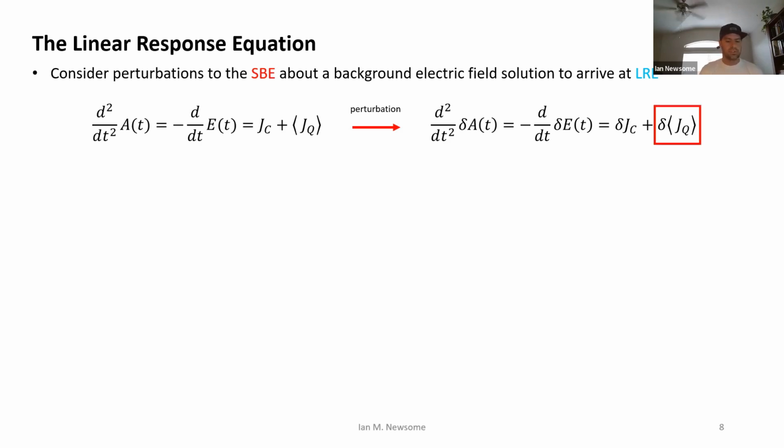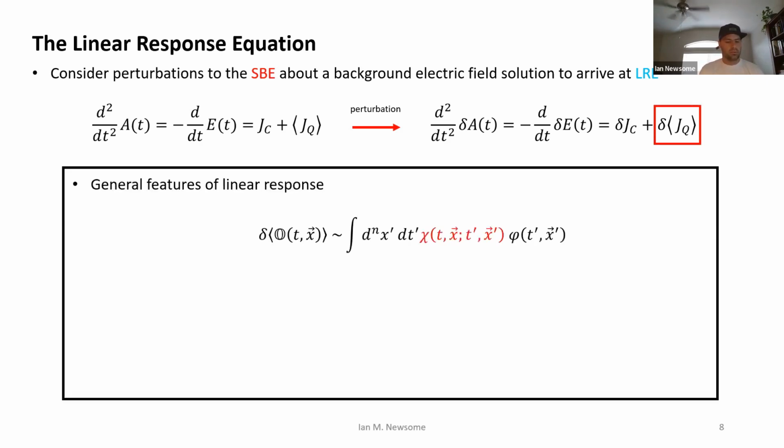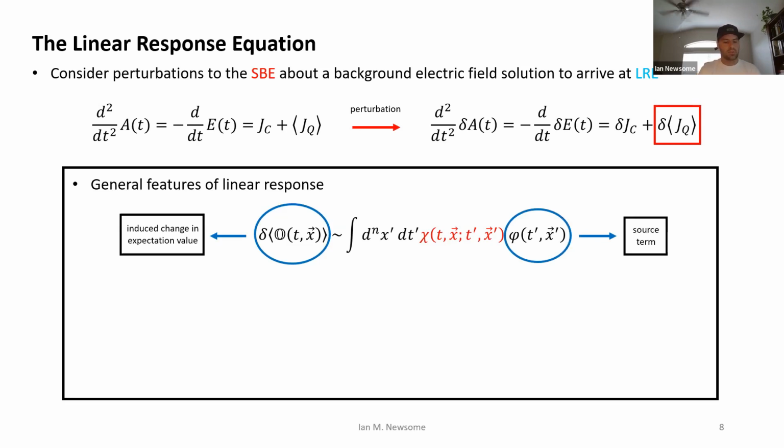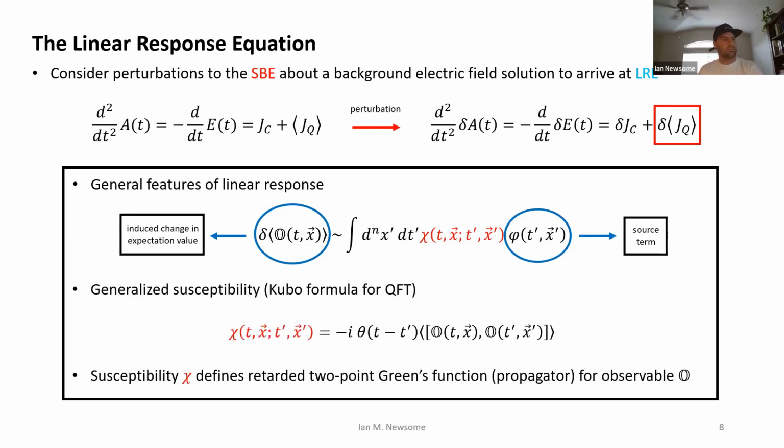The interesting piece here is the perturbation of the quantum expectation value of JQ. So before I get into the specific details of this term, I thought it would be useful to very briefly review a crucial element of general linear response theory. So the induced change or perturbation of any quantum expectation value can be expressed as a space-time integral over a source term driving that change multiplied by a term relating the two.